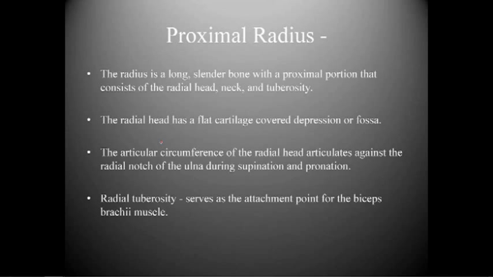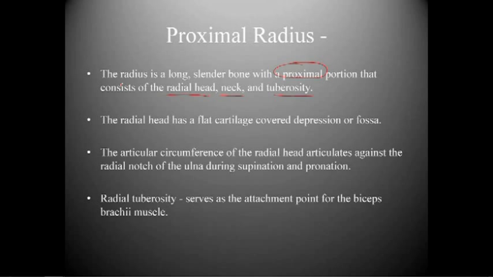So we then move into the proximal radius. The radius is a long, slender bone with a proximal portion that consists of the radial head, neck, and tuberosity. So the head of the radius and the neck and the tuberosity are all going to be proximal, meaning that they're going to be closer to the elbow. The radial head has a flat cartilage-covered depression or fossa. The articular circumference of the radial head articulates against the radial notch of the ulna during supination and pronation.